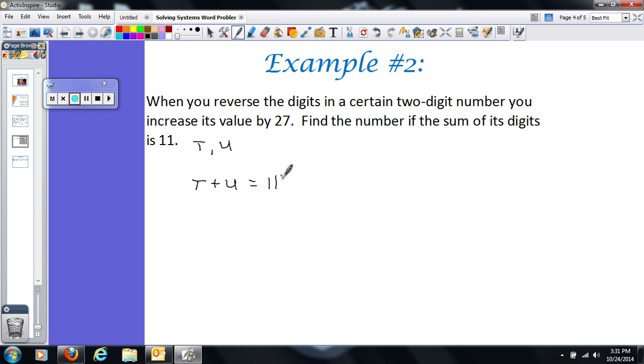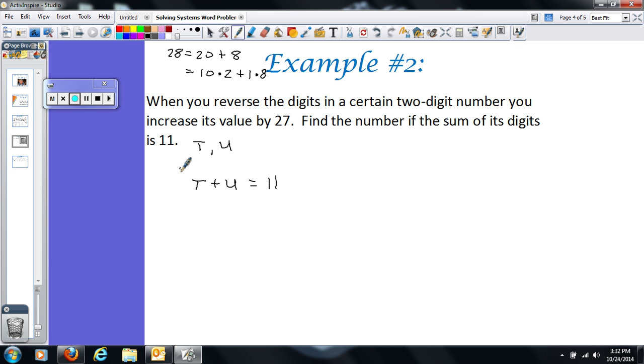Okay? Now my second equation comes from understanding how tens digit numbers work. Okay, so let's say my number is 28. This is 20 plus 8. And if I break this down, the tens digit is worth 10 times how many tens do I have? I have 2. Plus, my units digit is worth 1 times how many units I have, which is 8.